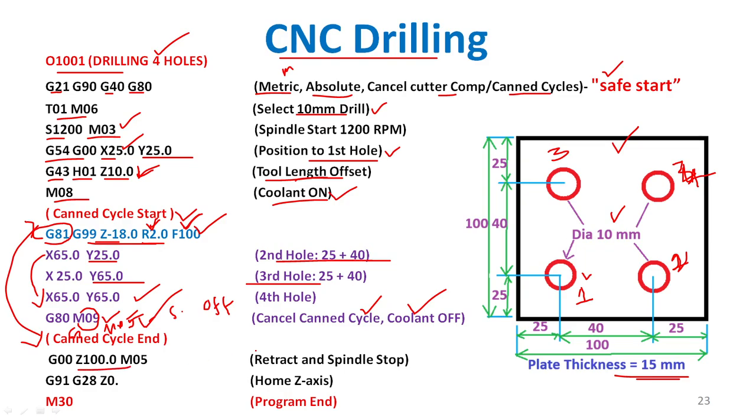G00 Z0 is the retract, and M05, the spindle off, already mentioned. G91 G28 Z0 is the home position of the Z axis. M30 is the program end. This is the CNC drilling of the plate. Okay, thank you.